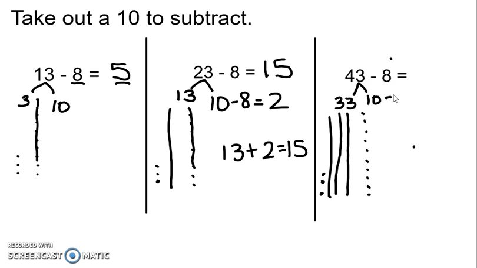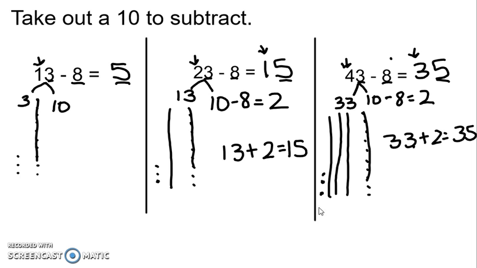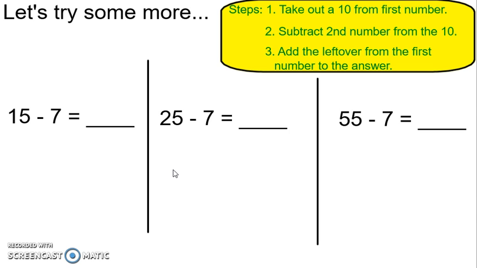Now I'm going to subtract the 8 out of these 10. So I'm going to cross out 8, which leaves me with 2 left. And then I have to put the 33 and the 2 together, which gives me 35. So again, in all 3 problems, we're practicing taking a 10 out to make our subtraction a little easier. We're going to try some more problems together, and we're going to use our steps to help us.